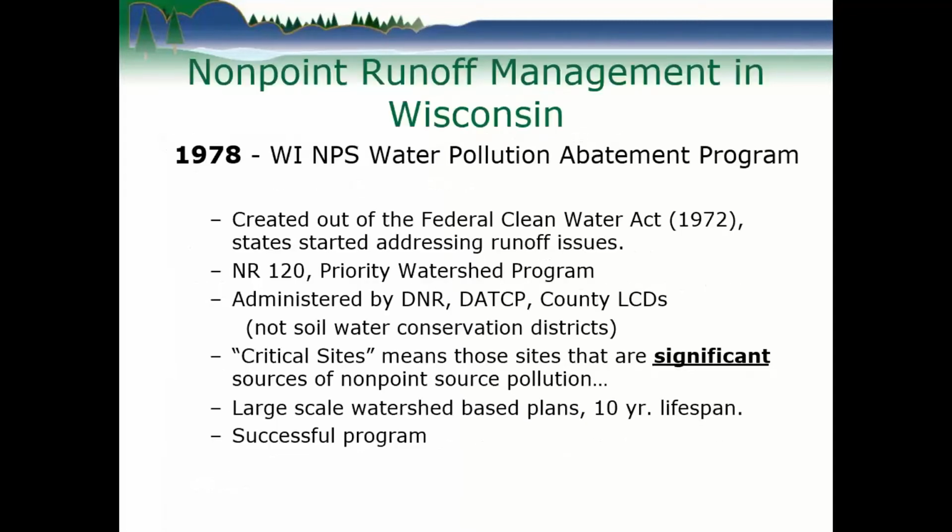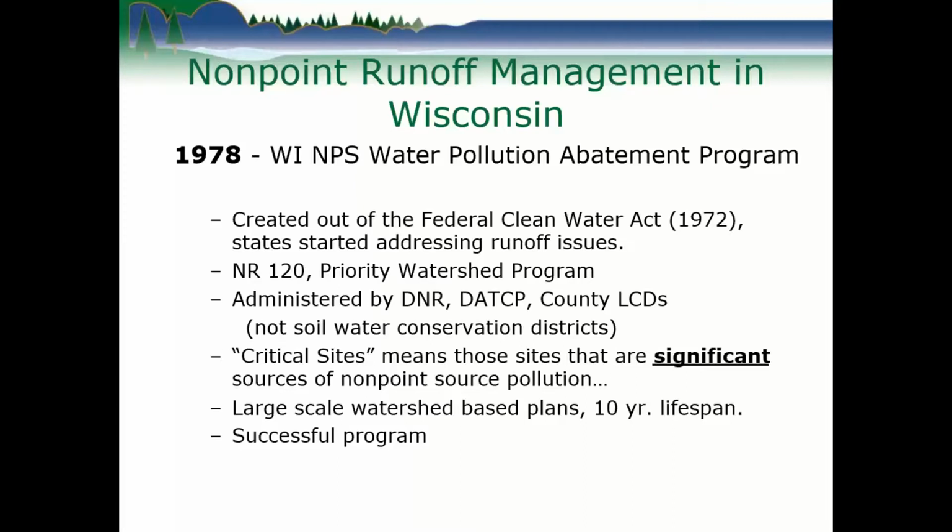So to start off, the Nonpoint Runoff Management in Wisconsin, or Ag Nonpoint Source Pollution Abatement Program, started back in the 1970s as it came out of the federal Clean Water Act that was enacted in 1972. With the Clean Water Act, states started addressing runoff issues at the state level. In Wisconsin, that took the form of NR 120, the Natural Resources 120 Administrative Code, called the Priority Watershed Program. So that was the beginning of Wisconsin's Nonpoint Source Pollution Abatement Program. And this set the original framework that still exists today.